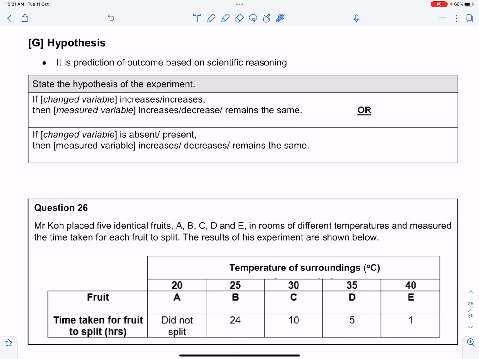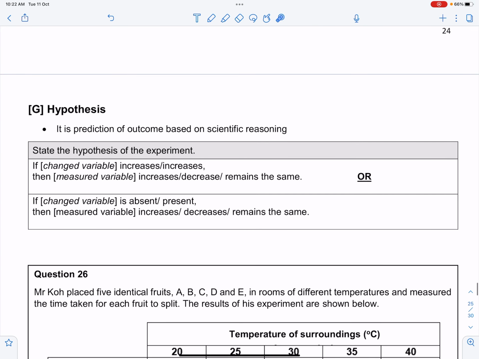Hypothesis. Okay, now it is a prediction of an outcome based on scientific reasoning. So how do you actually state a hypothesis? You basically would say, if whatever change variable increases or decreases, then the measured variable should increase, decrease, or remain the same. Or if it's something that is present or absent, like for example in the previous one, you will say, if gas X is present, or if ripe banana is present, then the ripening time of the banana should increase, decrease, or remain the same. Now, this increase, decrease, remain the same, you may think it's very silly, but actually there is no wrong answer as long as the cause and effect structure that you answer it in is correct.